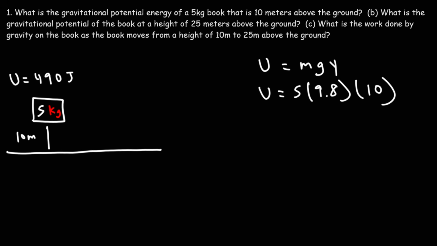Now, part B is very similar to part A. We want to calculate the gravitational potential energy. I forgot to put the word energy here, but of the book at a new height. Instead of 10 meters, it's going to be 25 meters above the ground.